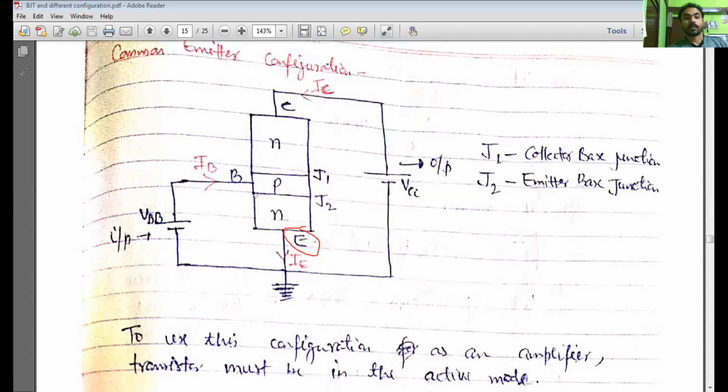When we talk about the common emitter, the emitter is common with the base and the emitter is common with the collector, and that's why we say it's a common emitter. If you remember, in the earlier case the base was common with the emitter and the base was common with the collector, and that's why it was called common base. Now it's a common emitter.